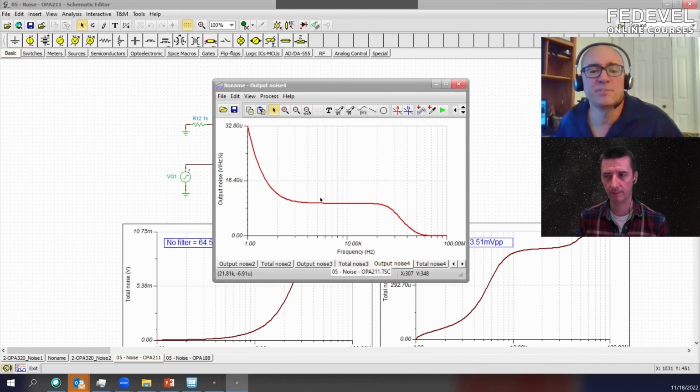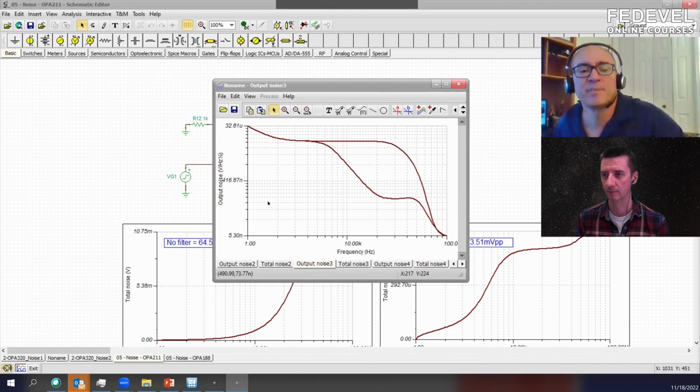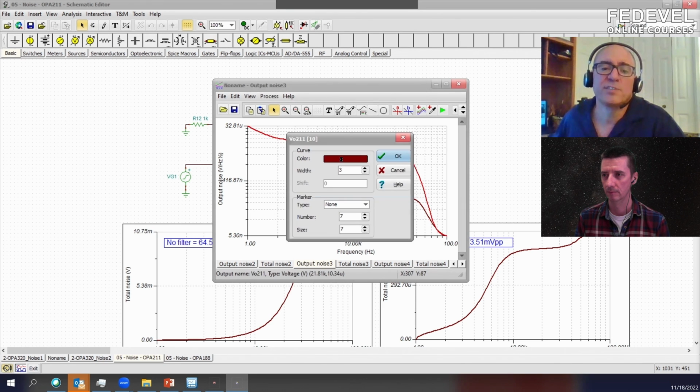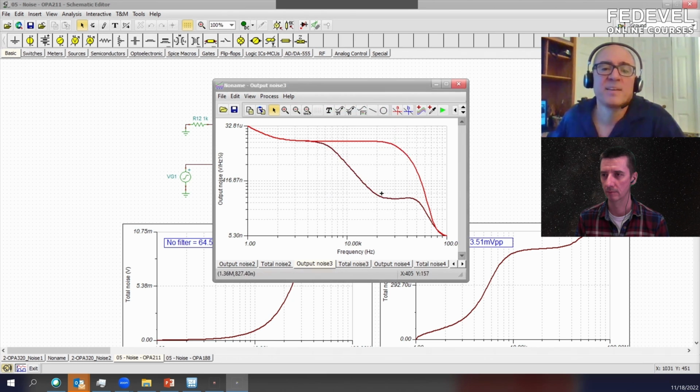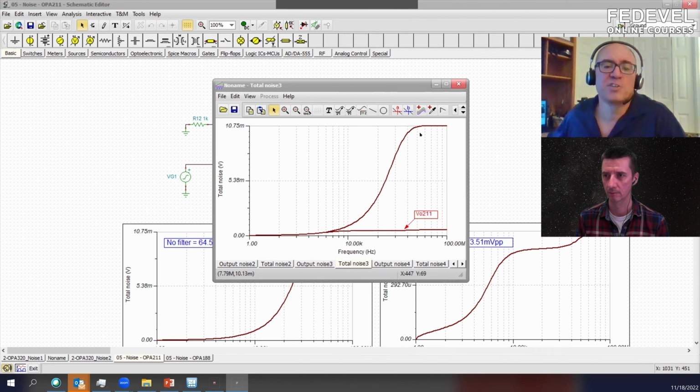The other graphs are interesting in terms of, if we look at those two on top of each other, you can see what's happening with the filter. So let me change the color of this to make it a little bit more obvious. So you can see that this is the one without the filter, and the filter takes the noise spectral density and rolls it off somewhere between 1 hertz and 10 kilohertz. All this extra area under this noise density curve is what generates that extra integrated noise.